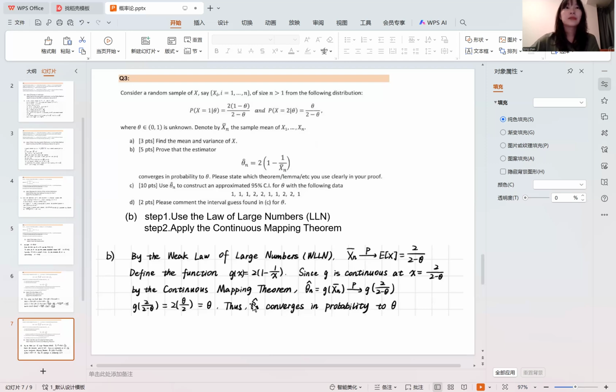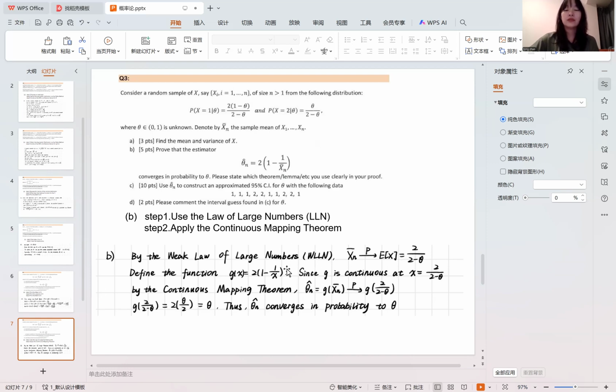For part B, we want to prove that the estimator converges in probability to theta. Okay, we look at this estimator, and we can see that the sample is independent and identically distributed. So we can use the weak law of large numbers. It tells us this.